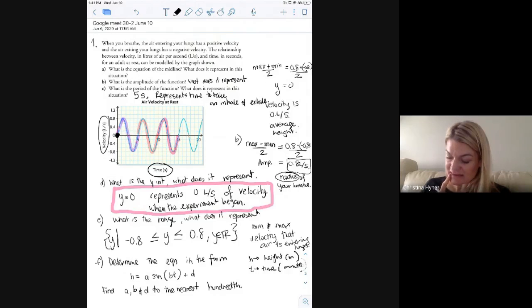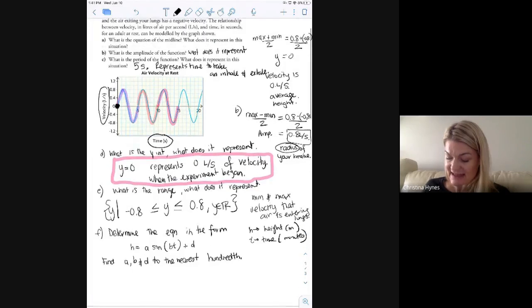F, determine the equation in the form H equals A sine BT plus D. So I'll just write that out here. H equals. A represents your amplitude. So whatever you put in your answer for B, that's what you're putting into that spot. So instead of A, I'm going to put 0.8 because we calculated in question B that the amplitude was 0.8 liters per second. Sine is going to stay the same.